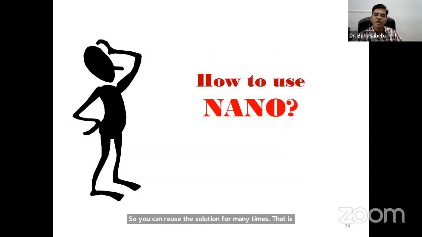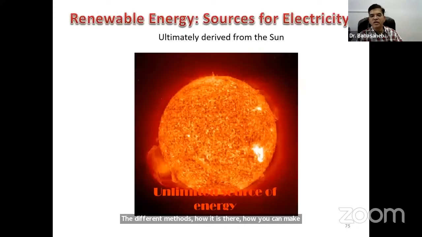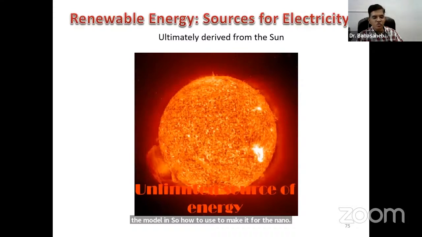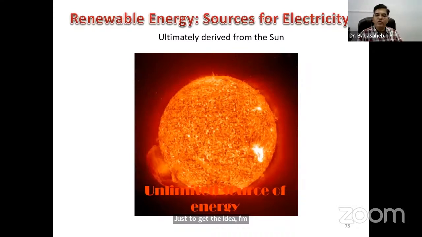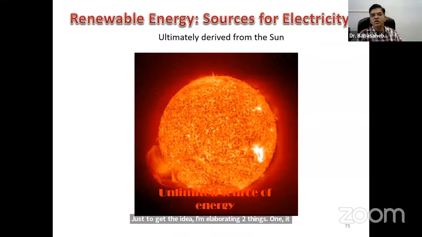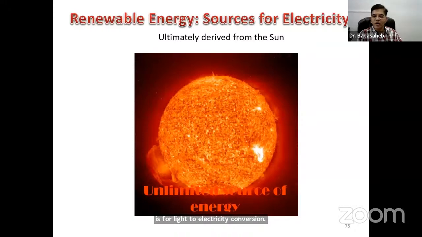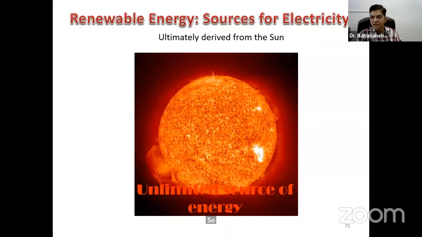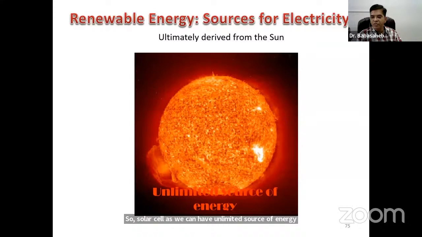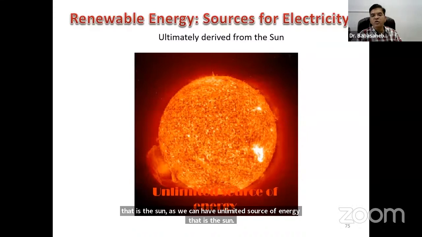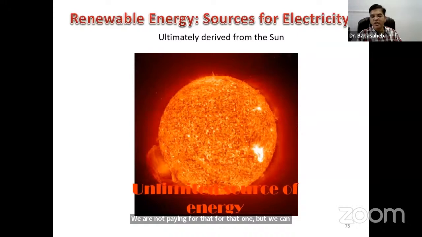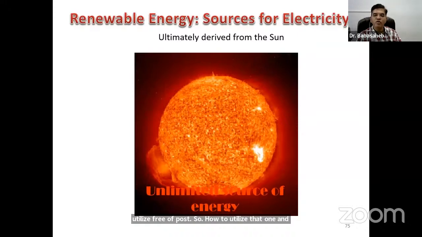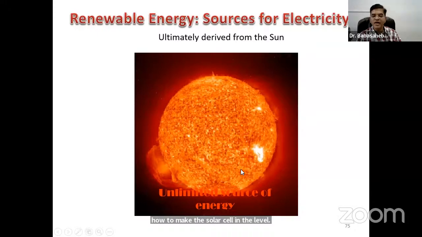Now I have just demonstrated the different methods, how you can make the material in thin film form, and how to use them to make nanomaterials. Just to give an idea, I am elaborating two things. One is light to electricity conversion, called the solar cell. We can have an unlimited source of energy, that is the sun. We are not paying for it, we can utilize it free of cost. So how to utilize it and how to make the solar cell in the laboratory, I am going through the concept called the dye-sensitized solar cell.